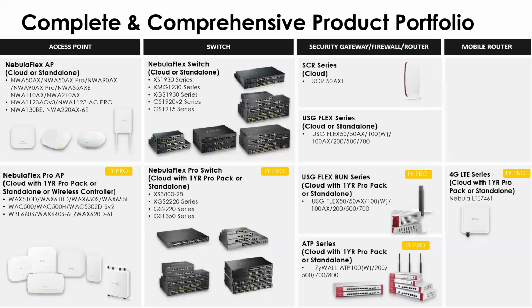Where it gets a little bit tricky here is on our USG Flex and our ATP series products. So basically the USG Flex products, USG Flex H, whatever we're talking about here, they are sold in two versions. They are sold as a hardware-only SKU, and they are sold as a bundled SKU, which comes bundled with 1 year of licensing for UTM security services. So when you buy the bundled versions, or just in general, when you buy one of our security routers that includes security licenses, they will also include 1 year of ProPack with them.